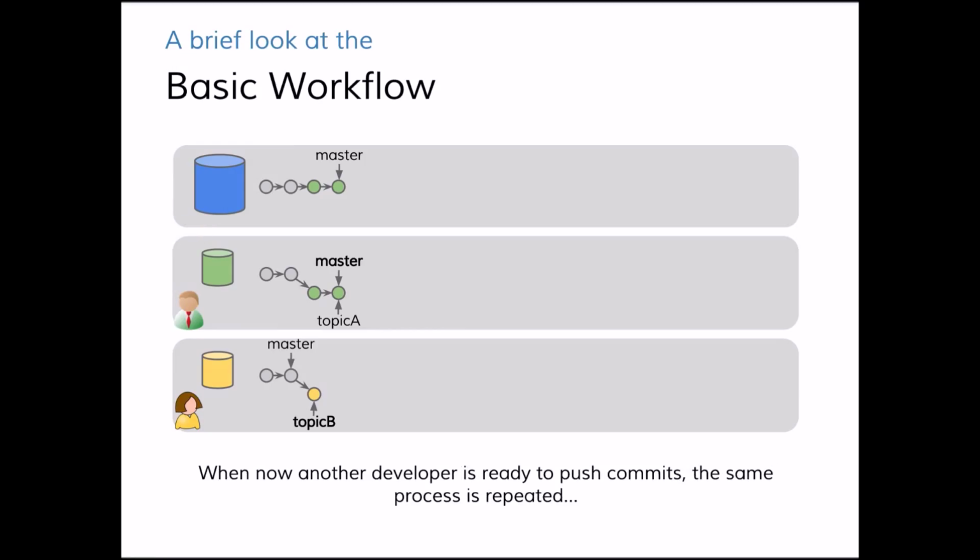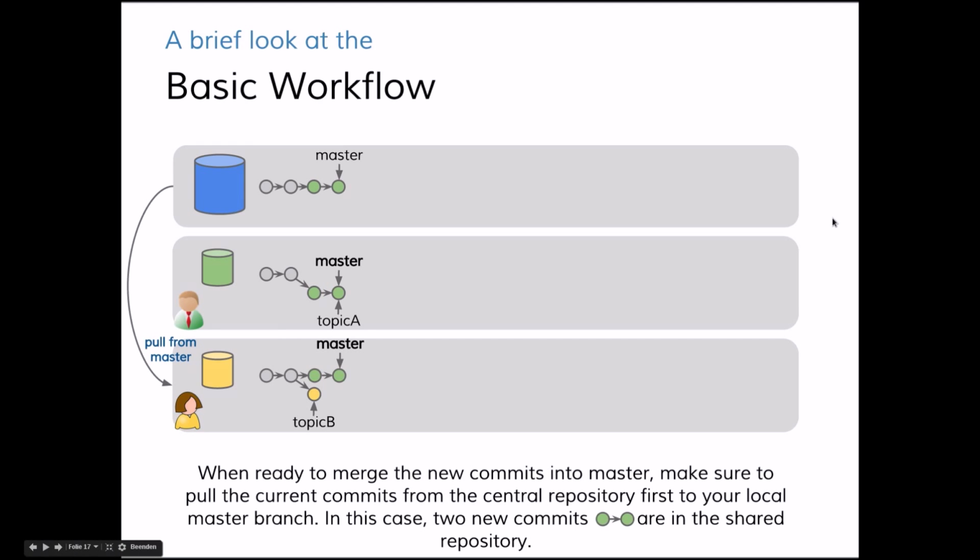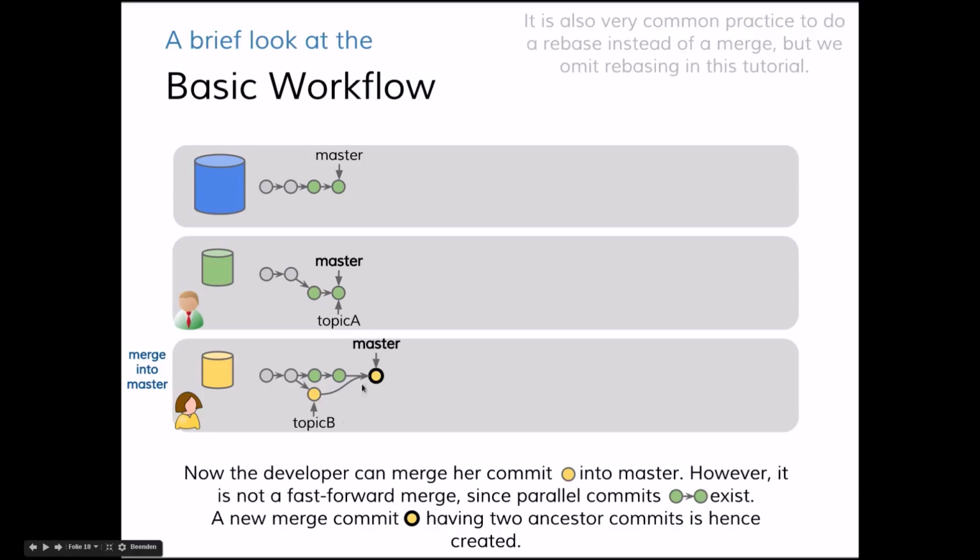So what happens when the second developer also wants to push her changes to the shared repository? This time there are new commits in the shared repository already. So as before, the first thing to do is to pull the changes from master to make sure that the local master branch is in sync with the master branch in the shared Git repository. As we can see, the two new commits have now been transferred to the local master branch of developer 2.